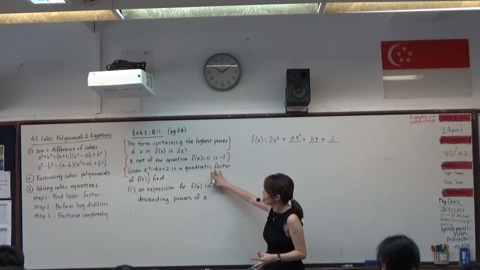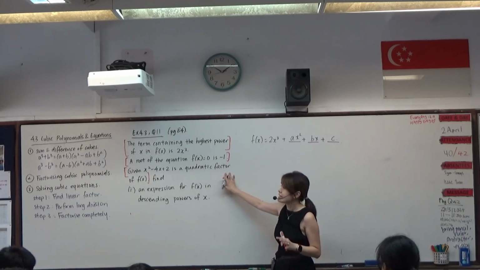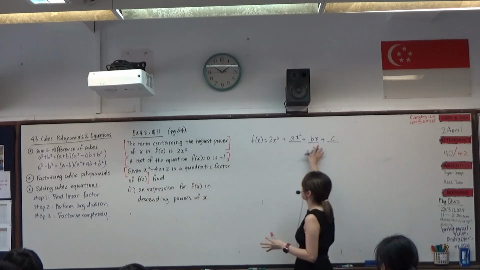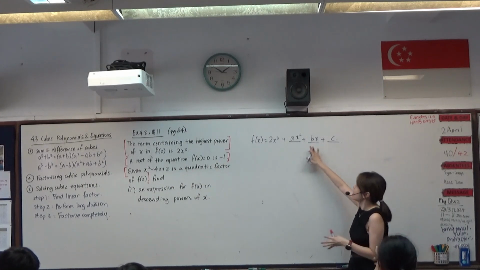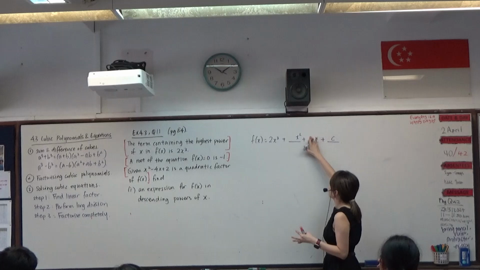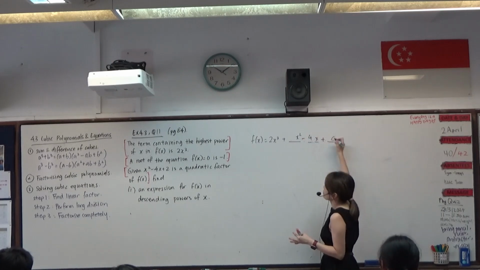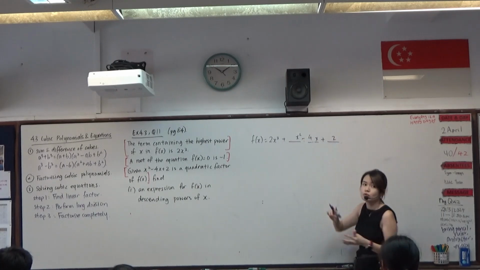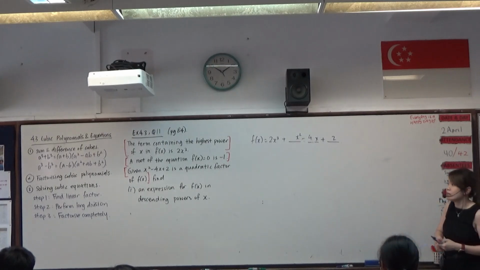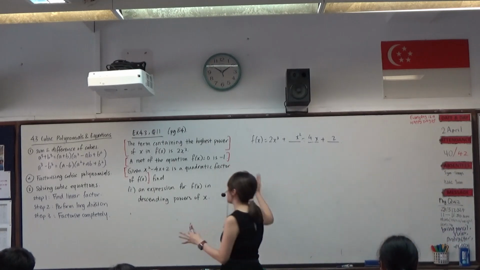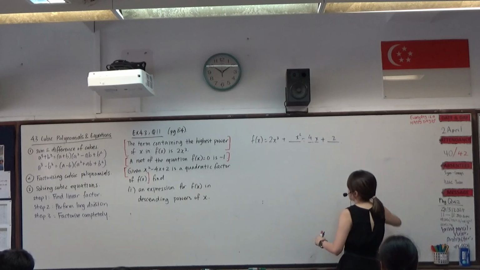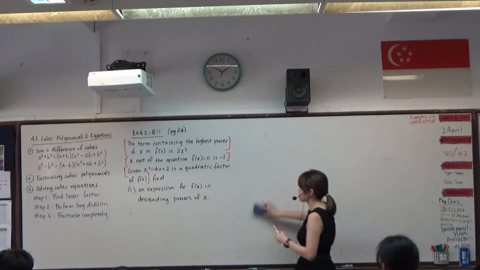Neither is it helpful for us to use this information, because this is telling us that it is a factor. It is not saying that this is a part of this f(x). It is not saying that it must be x squared, then minus 4x, and then plus 2. That's not true. It's saying that it is a factor. Then how do we start this question?